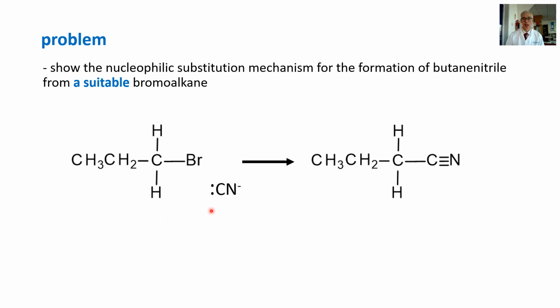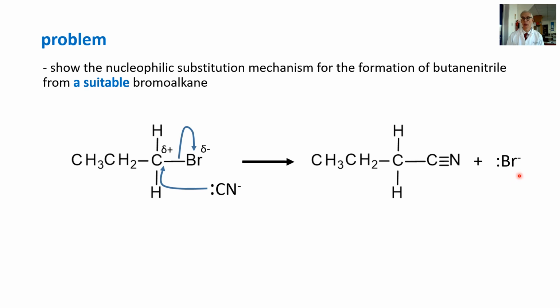We need a cyanide ion, of course, with a lone pair of electrons highlighted. We need the bond polarities to explain this movement of electrons donated to the electron deficient carbon, and the electrons in the carbon-bromine bond repelled by that movement of electrons onto the electron deficient carbon, repelled onto the bromine. So we must balance with the bromide ion.